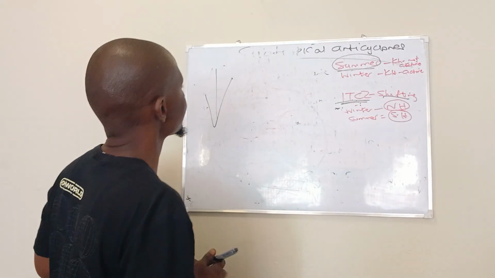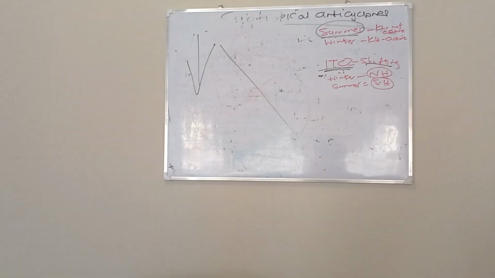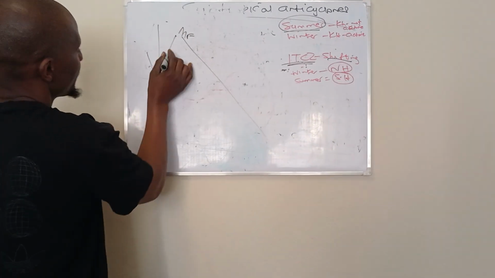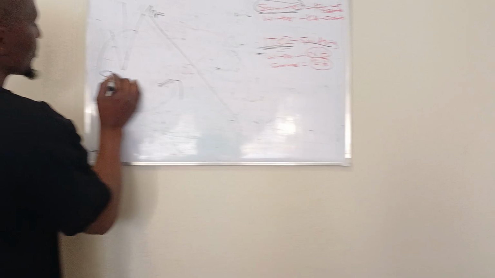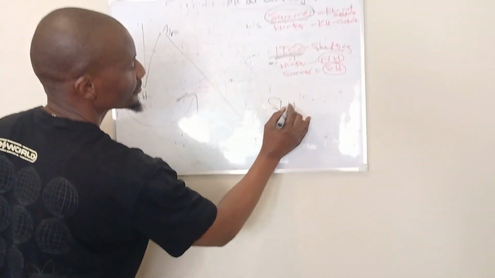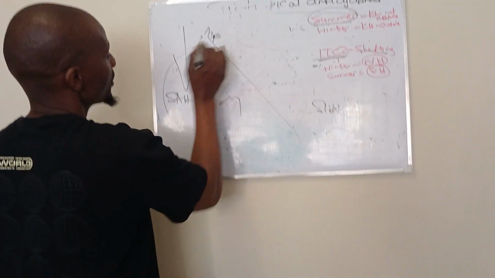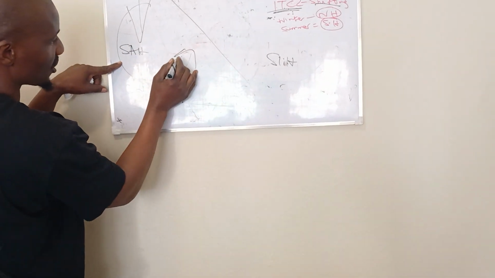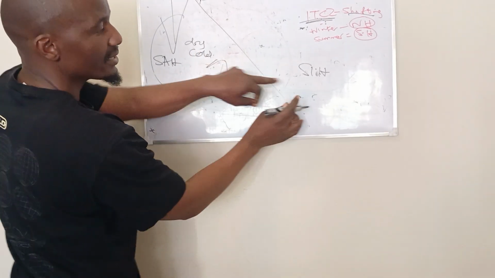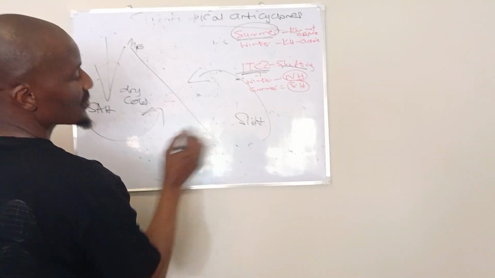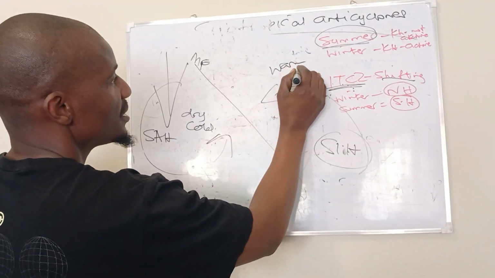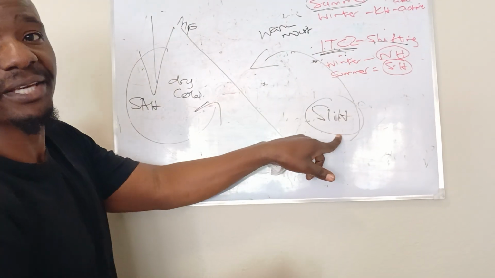The two are separated by a moisture front. We have this coming from our South Atlantic high and this from the South Indian high. This is your moisture front. The air coming from the South Atlantic high is dry and cold. The air coming from the South Indian high is warm and moist, because of where it is coming from.